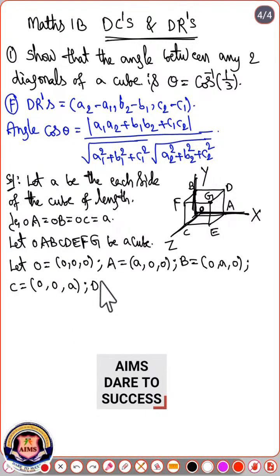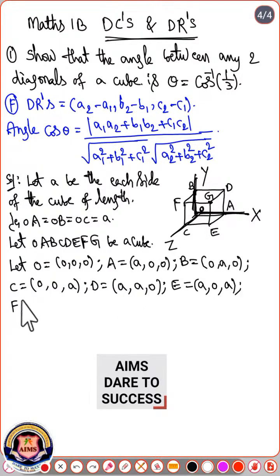Okay, my dears. After that, where is D? Middle of A and B, so just add A and B. A plus 0 is a, 0 plus a is a, 0 plus 0 is 0. Next, where is E? Between A and C, just add A and C. A plus 0 is a, 0 plus 0 is 0, 0 plus a is a.